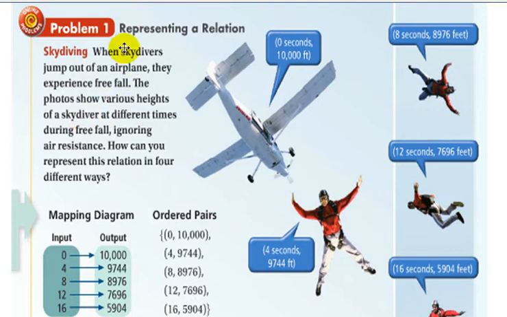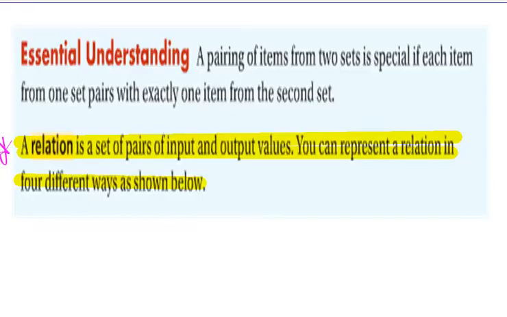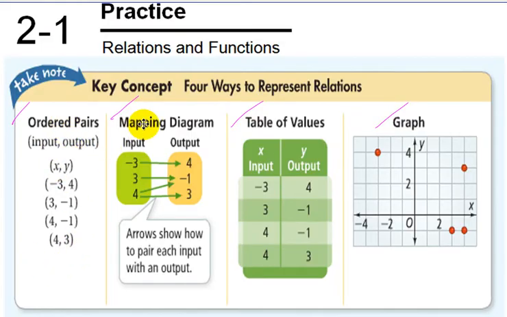Our first problem that we want to look at is representing a relation. This one is about a man who jumps out of a plane. It says, when skydivers jump out of an airplane, they experience free fall. The photos show various heights of a skydiver at different times during the free fall, ignoring air resistance. How can you represent this relation in four different ways? Well, we know our four ways: ordered pair, mapping diagram, table of values, and graph.